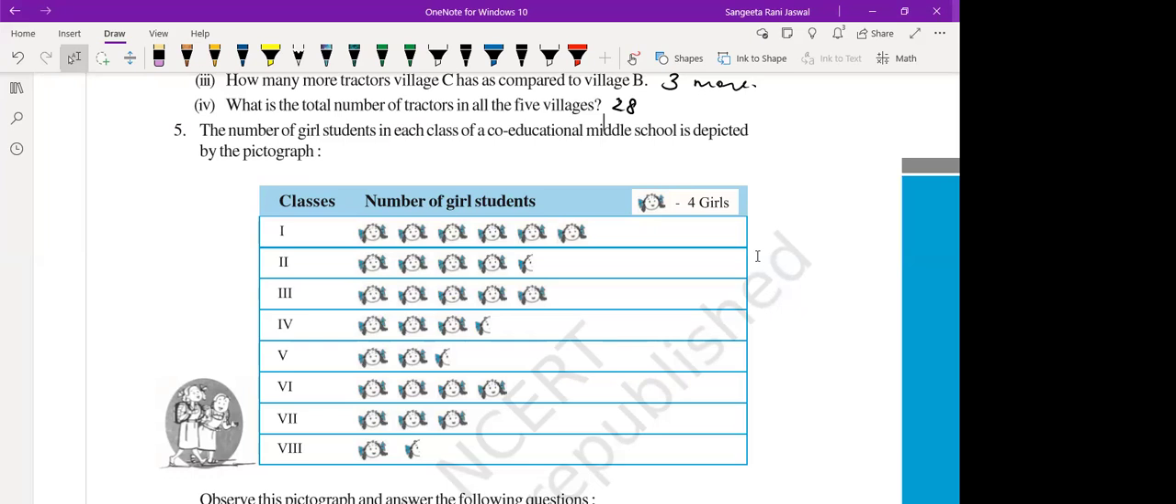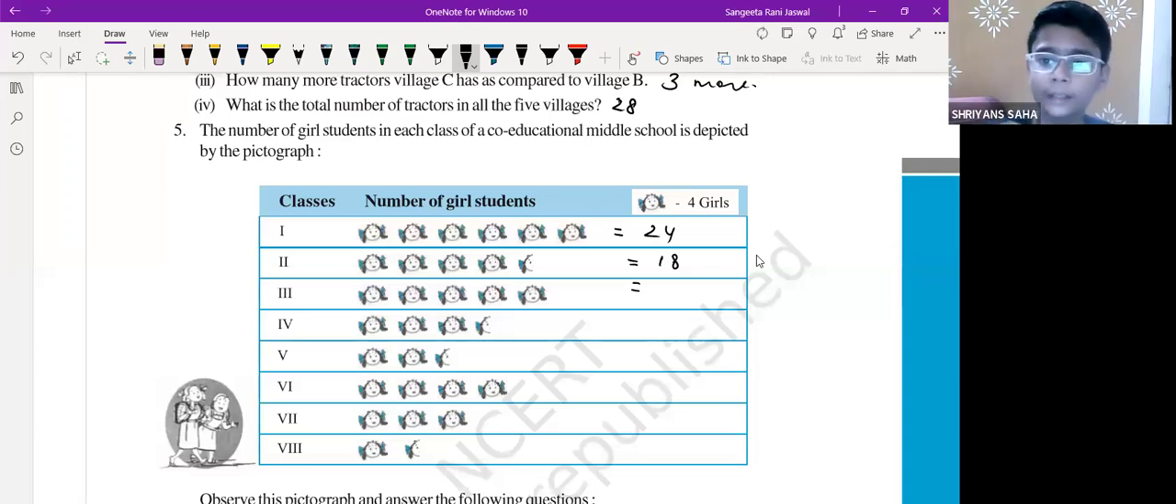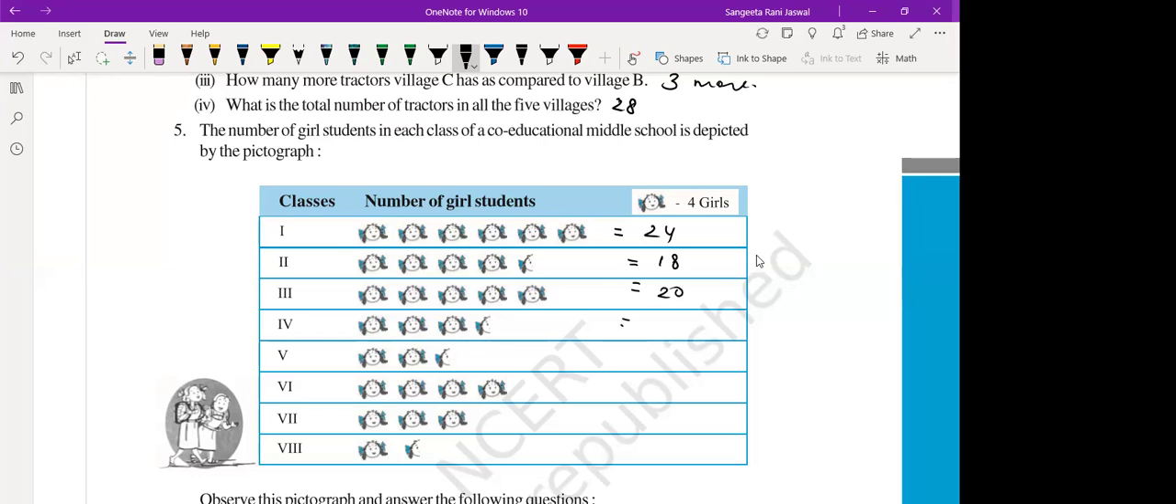Okay, tell me the first one. In class 1, how many were the number of girl students? Ma'am, 24. Okay, this is 6 into 4, 24. And then, somebody else will say now. Harshit? Ma'am, 18. Okay. So this is 4 and a half, 18. Next. Priyansh. Ma'am, 20.